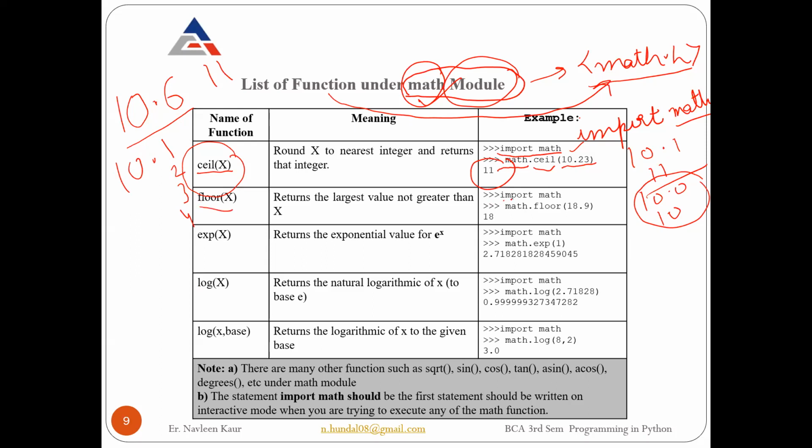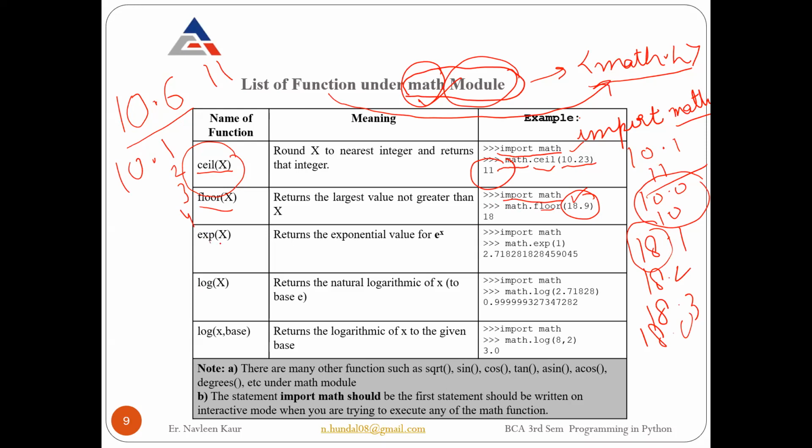For floor, again, you have to import math. You have to write math.floor. And for 18.9, even if there is 18.1, 18.2, 18.3, it will stick to the minimum value, which is 18. So floor will always give you the minimum value. Even if it is 18.0, it will give you the minimum value, that is 18.